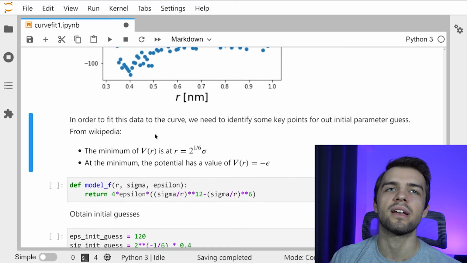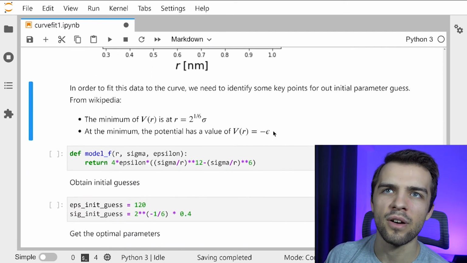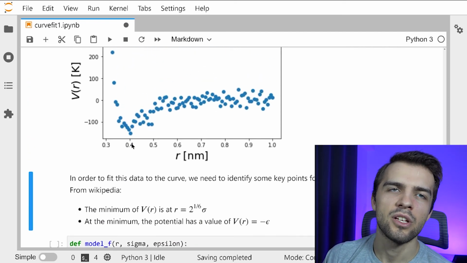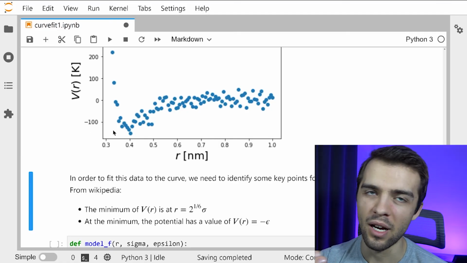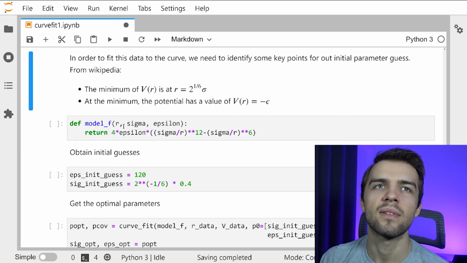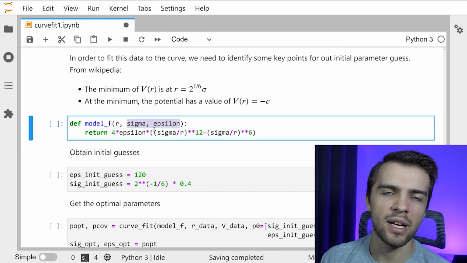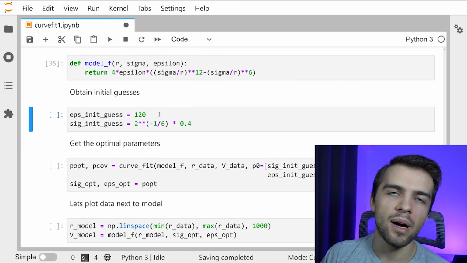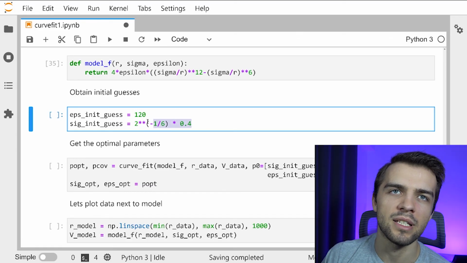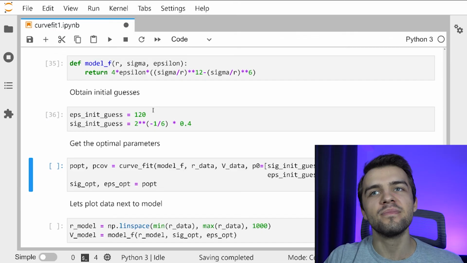So looking at this plot here, at the minimum, the potential has a value of V of R equal to negative epsilon. So here I'm at about negative 120. So that tells me that epsilon is equal to 120 approximately. So I define my model function with R and then the parameters sigma and epsilon. And I define the function like it is written above. And I obtain our initial guesses like we got above. So epsilon is 120 and sigma is equal to this. We have to be very careful with these initial guesses.